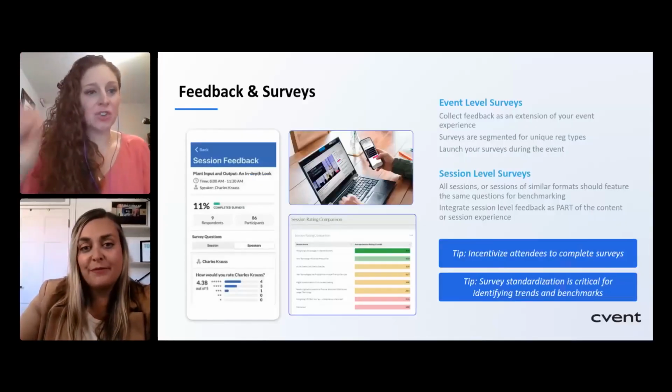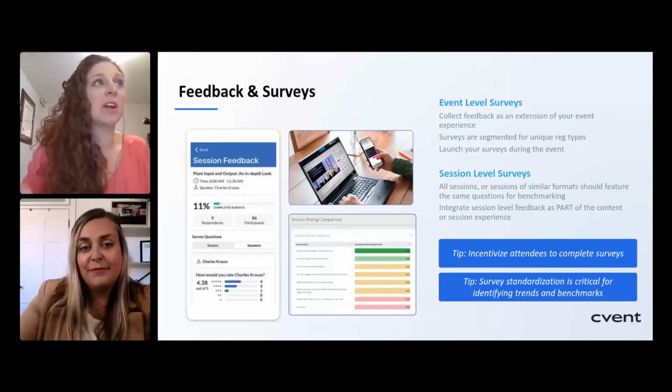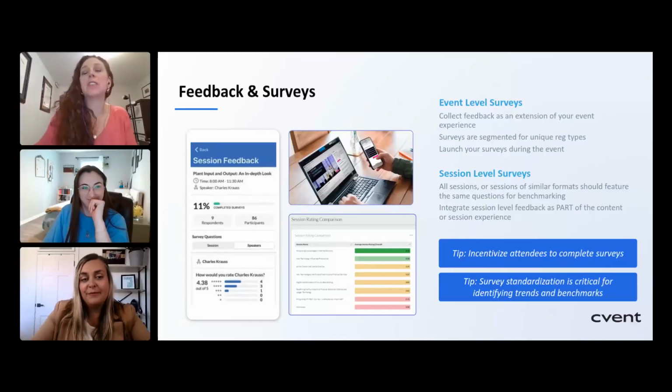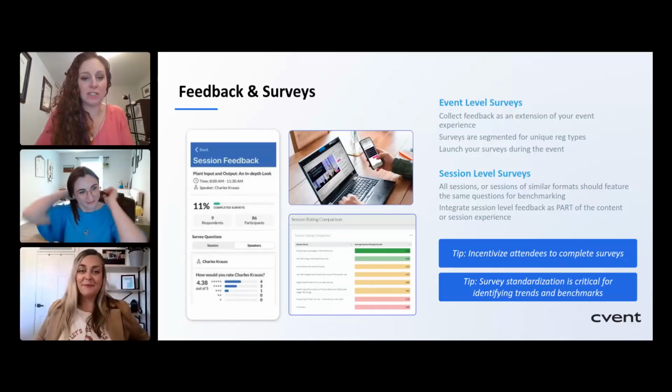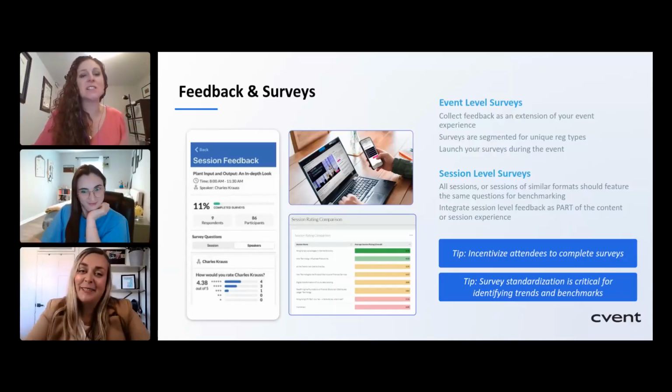Yes, and in true event fashion, we are going to speed through the post-event section of this because we all know we all need to move on to the next thing as always, but that doesn't minimize the importance of looking at your post-event feedback.